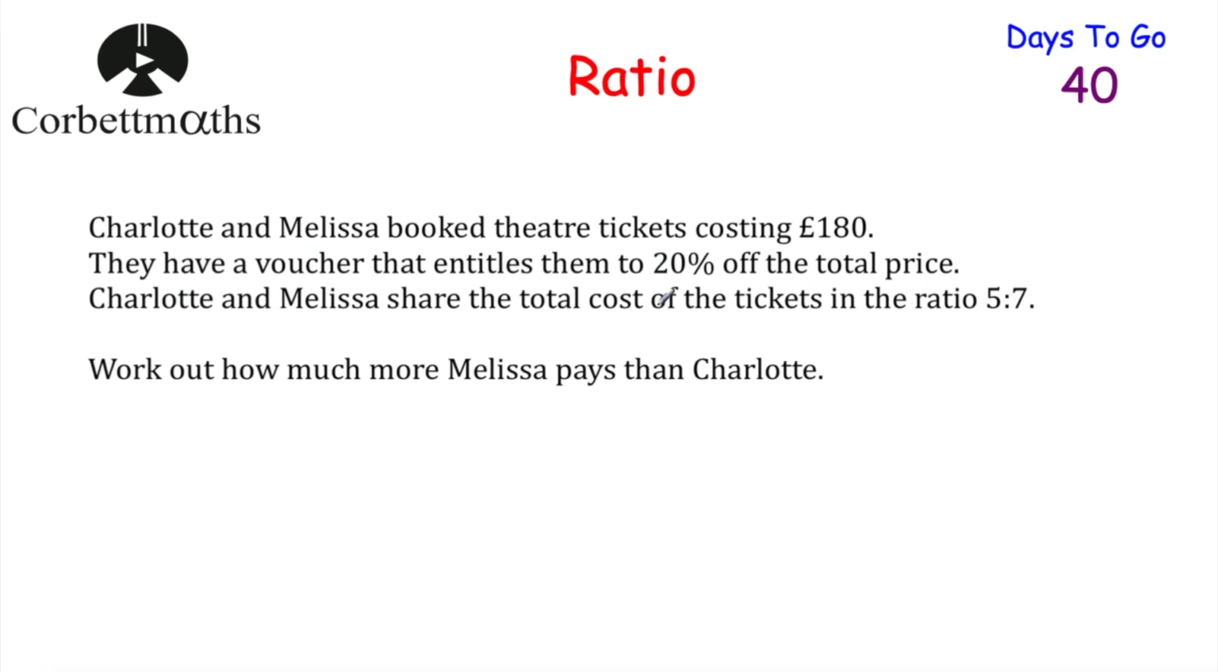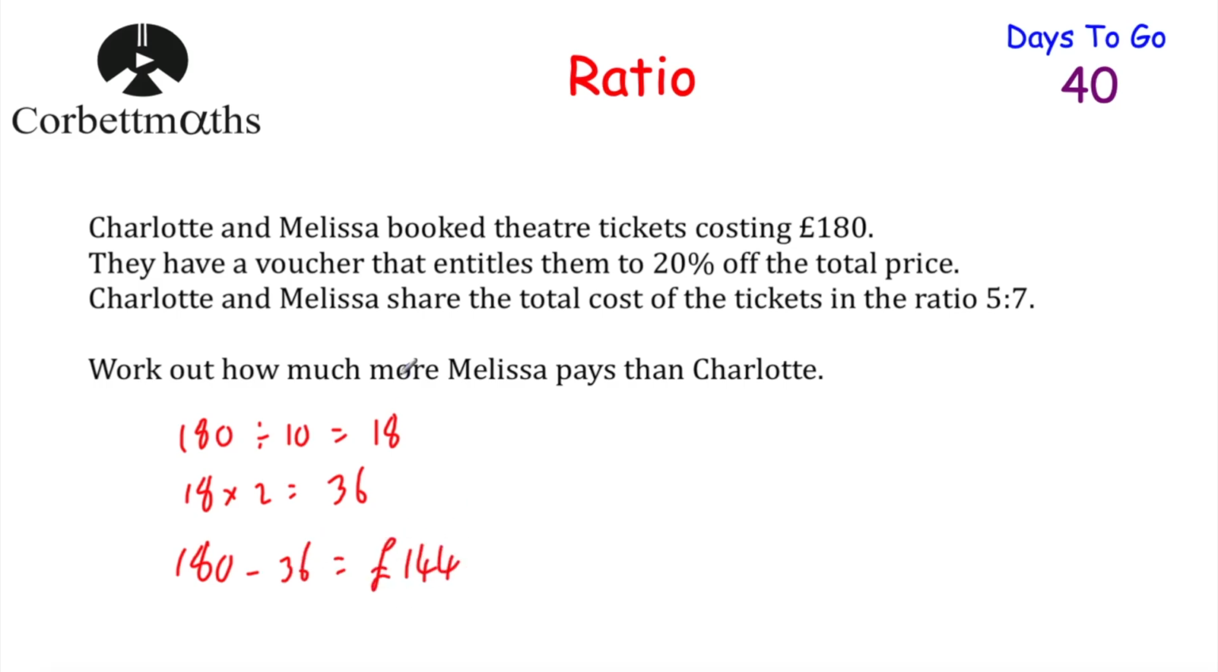Okay, so to start off with, I'm going to reduce the price of the tickets by 20% because they've got that voucher. So if we take the £180 and divide that by 10, that's equal to £18. And then 18 multiplied by 2 is equal to £36. So they get to save £36. So 180 take away 36 is equal to £144. So that's how much money Charlotte and Melissa then pay for the theatre tickets in total. They pay £144. You could have used a multiplier in this question because if we're reducing something by 20%, you could just multiply by 0.8. So if you did 180 multiplied by 0.8, you'd also get 144.